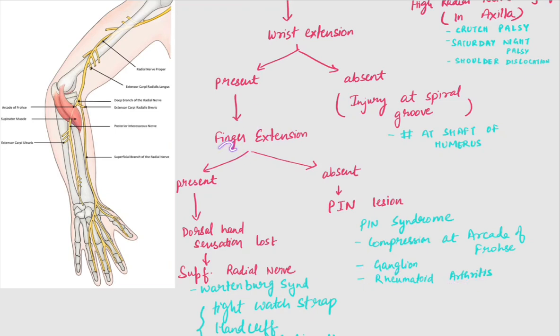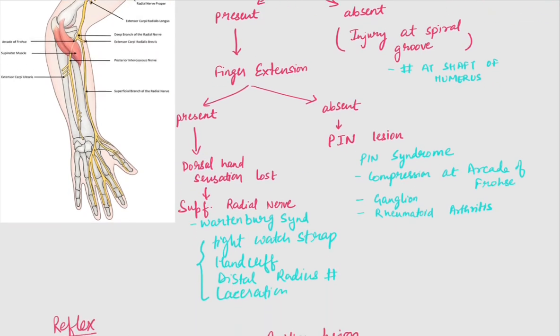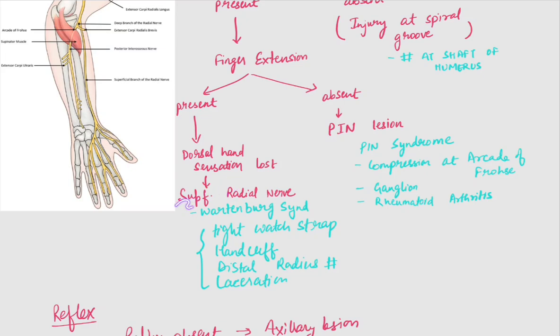If the finger extension is also present, then we check for the sensory loss at the dorsum of the hand. If it is lost, then there is the superficial radial nerve injury, also known as the Wartenberg syndrome. It can be due to the tight watch strap or handcuffs, or distal radius fracture, or in case of lacerations.